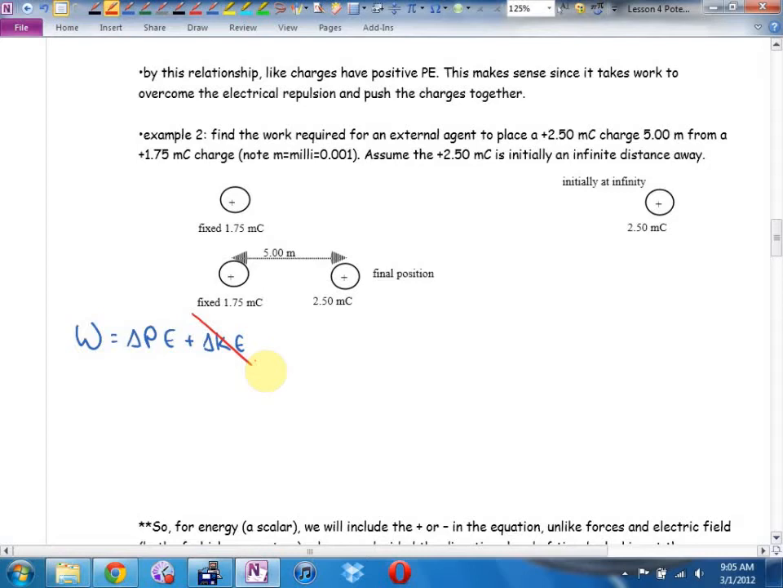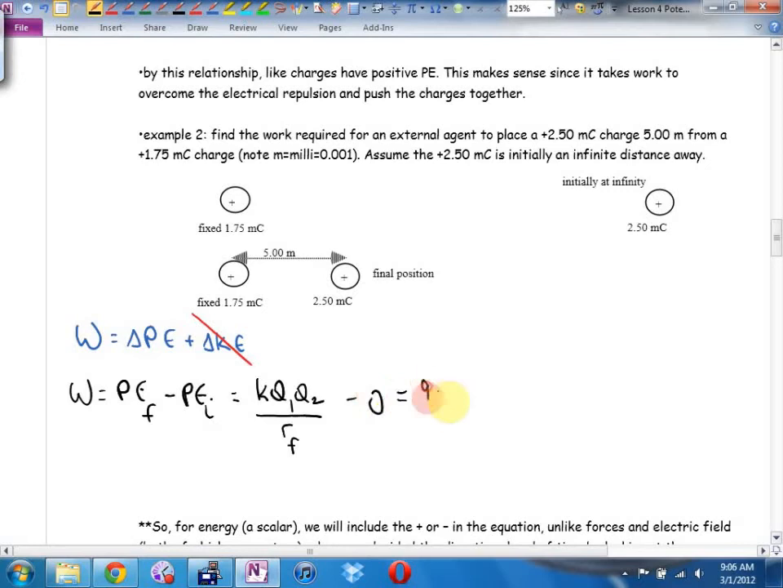So what's changing anything? This is going to be potential energy final minus potential energy initial. Now, the final potential energy is going to be k q1 q2 over r final, minus, what's my initial potential energy? Where am I starting? Out at infinity? What's my initial potential energy? Ah, that's nice. I'll put it in there just so I know what we did.